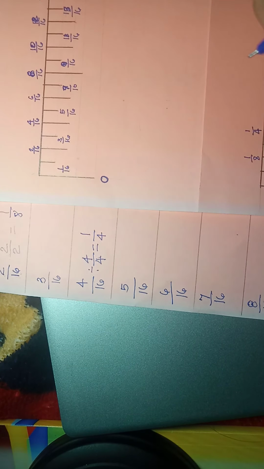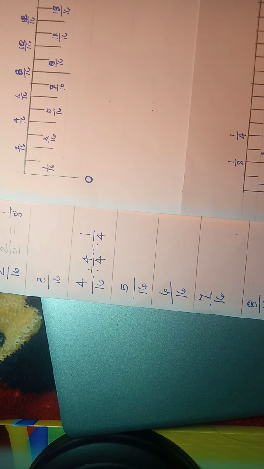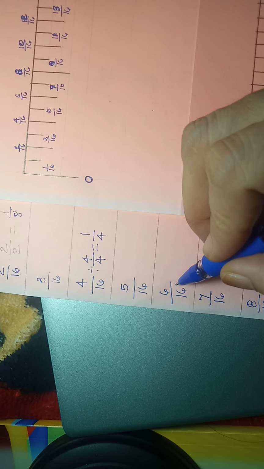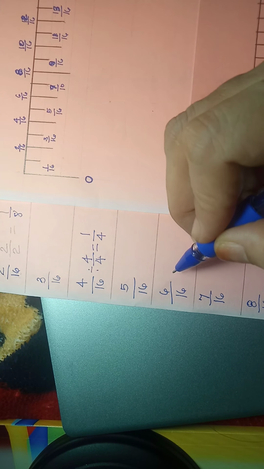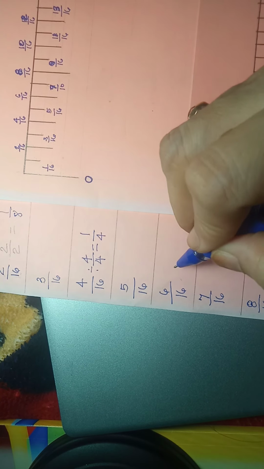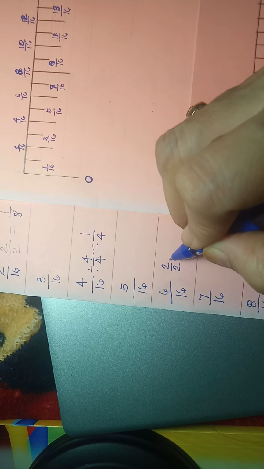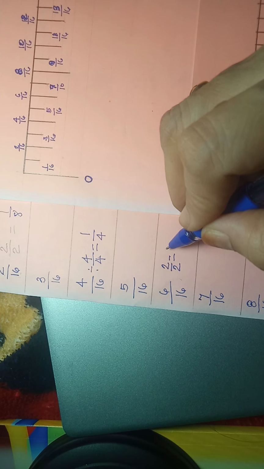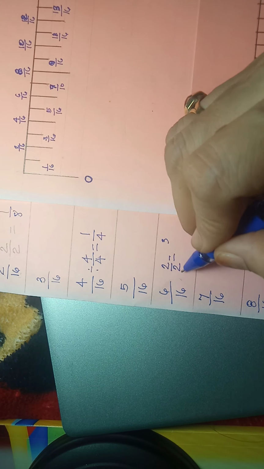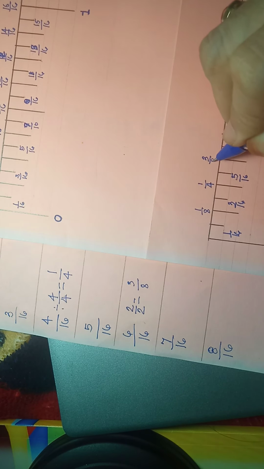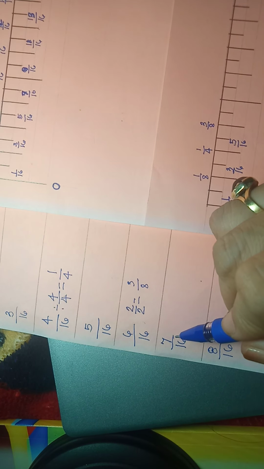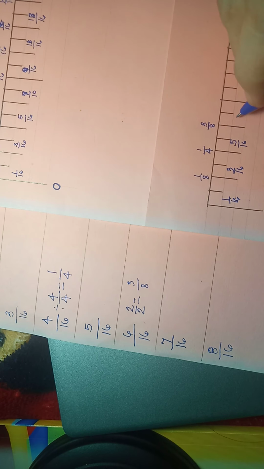Then on the next line, we have 5/16, and this cannot be reduced to its lowest term, so this remains 5/16. And the next line, that is 6/16, can be reduced to its lowest term. If we analyze the numbers, we can use 2 as divisor. So 6 divided by 2 is 3, and 16 divided by 2 is 8. So this is our 3/8. And the next number, 7/16, cannot be reduced to its lowest term, so this remains 7/16.